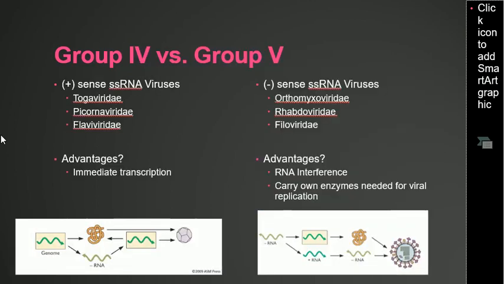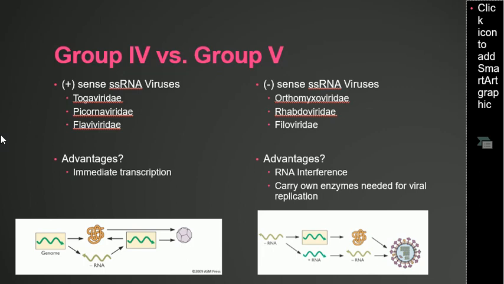Group 4 is a bit different. Group 4 is straight up positive sense, and it's single-stranded, and it includes togaviridae, picornaviridae, and flaviviridae. It just enters the host cell and can immediately start being transcribed because positive sense RNA is essentially mRNA. So the proteins are just made immediately.